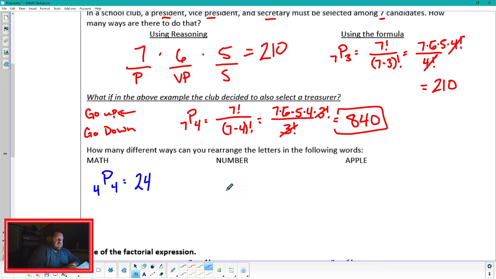This one has 6 letters, and I want to arrange that 6 ways. It's going to be 6 factorial over 6 minus 6 factorial, which 6 minus 6 ends up being 0, so it's 1. So this is just 6 factorial, which we didn't actually figure out. I encourage you to double check that it's 720.